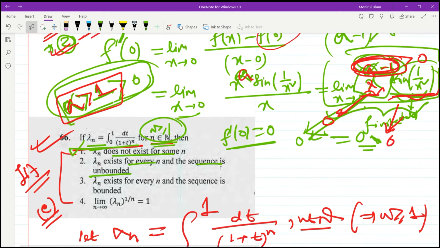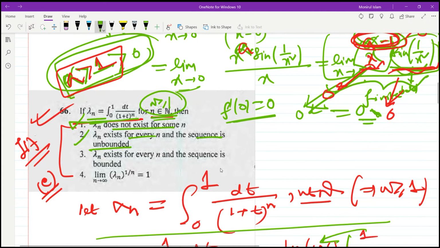But option B says it is unbounded, so how can it be true? It is incorrect. Lambda n is bounded for every n. So it is true, and option 3 will be correct.